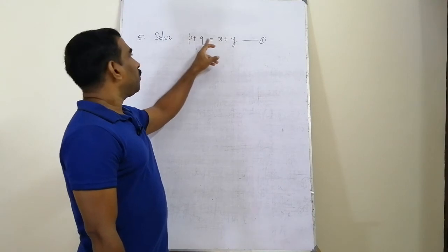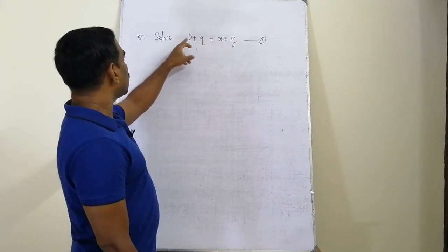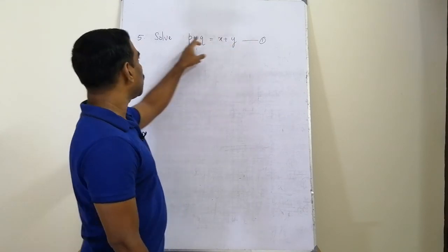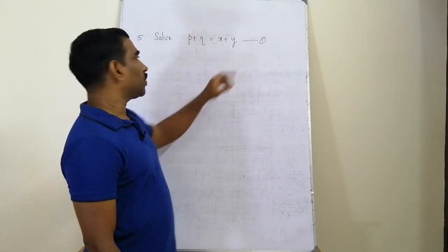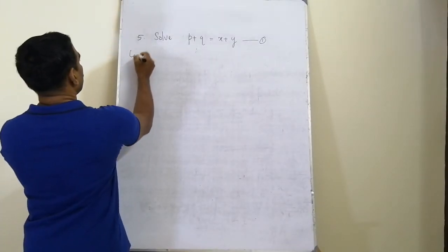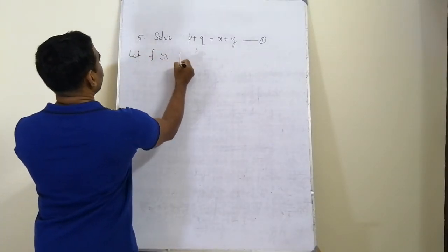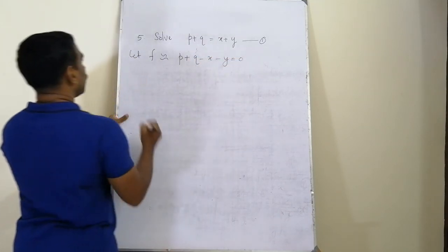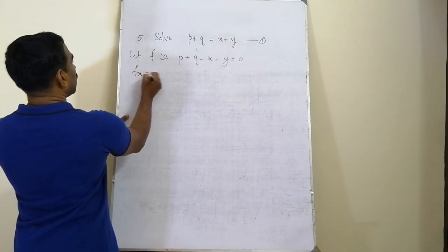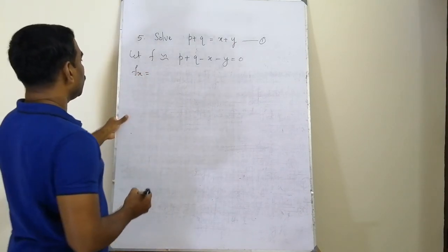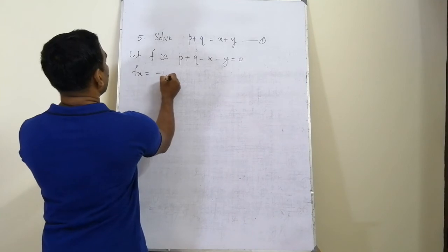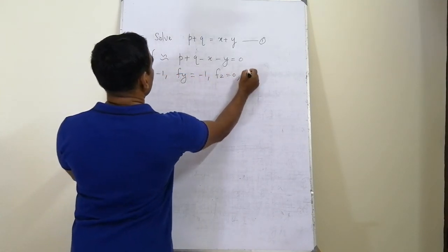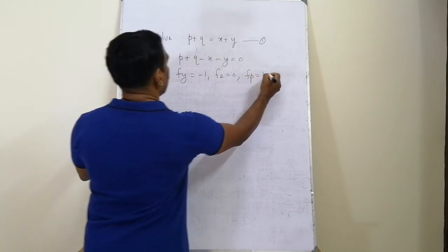Consider the separable equation p plus q is equal to x plus y. We can separate this in the form of a function of x and p is equal to a function of y and q, that is p minus x is equal to y minus q, and we call this equation as f. So this f is equivalent to p plus q minus x minus y equal to 0. So the partial derivatives are fx equal to minus 1, fy is equal to minus 1, fz equal to 0, fp is equal to 1 and fq is equal to 1.